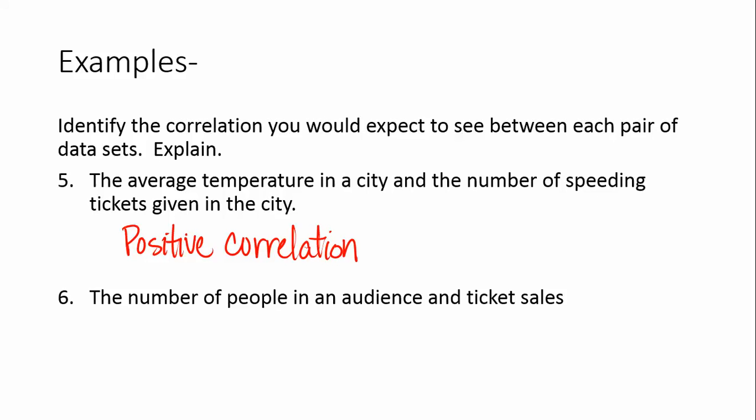So number 6 is the number of people in an audience and the ticket sales. And hopefully, for this one, we recognize that the more people there are in the audience, the higher the ticket sales are, because each of those people has to purchase a ticket. So this would also be a positive correlation. So again, the more people in the audience, the greater the ticket sales, the more money they make off of tickets. The fewer people in the audience, the less they make from tickets.